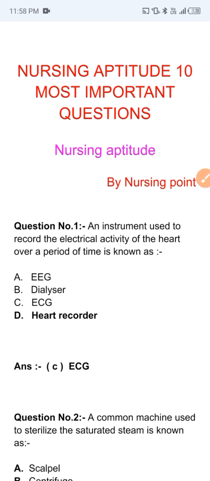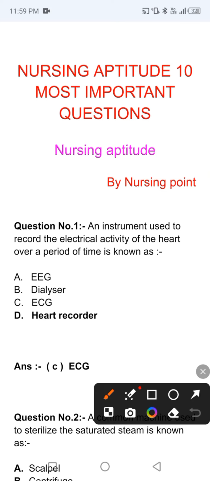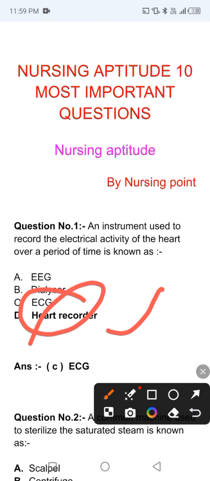Let's move on. Question number 1: an instrument used to record the electrical activity of the heart over a period of time is known as? Options: A, EEG; B, dialysis; C, ECG; D, heart recorder. And the answer is ECG.